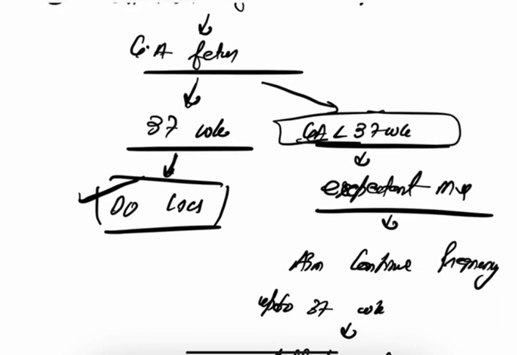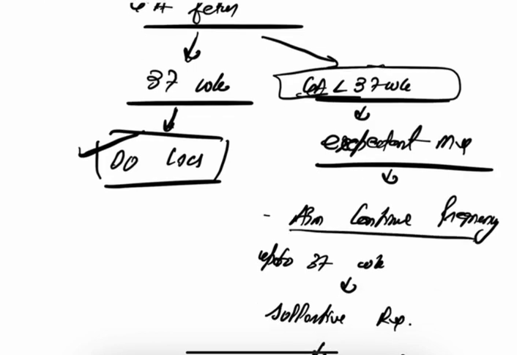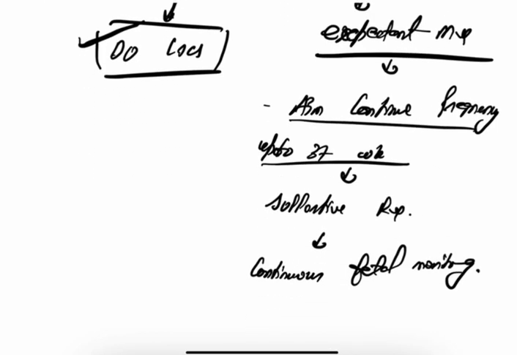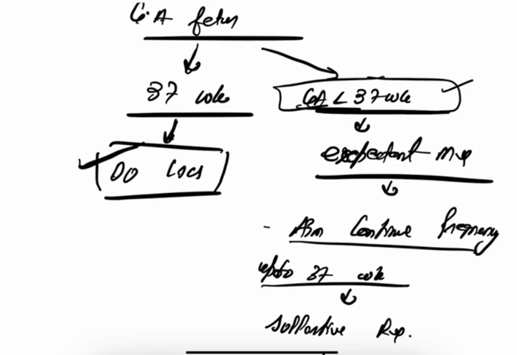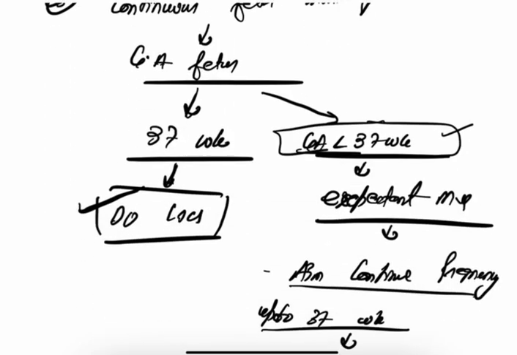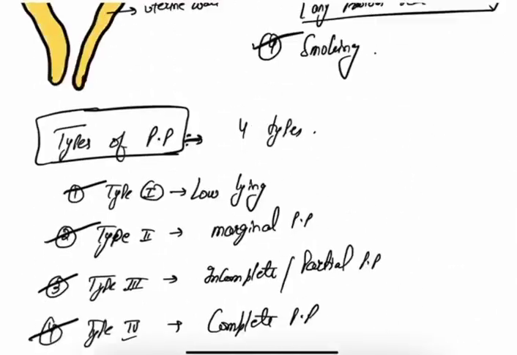If the pregnancy is less than 37 weeks, we do expectant management. Our aim is to continue the pregnancy up to 37 weeks. We give supportive therapy and do continuous fetal monitoring. Once the pregnancy reaches beyond 37 weeks, we can do normal vaginal delivery or even LSCS if required. So this was our topic of placenta previa.